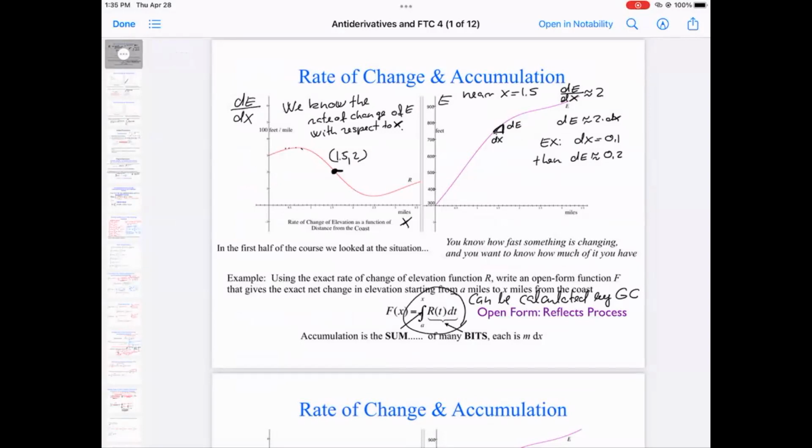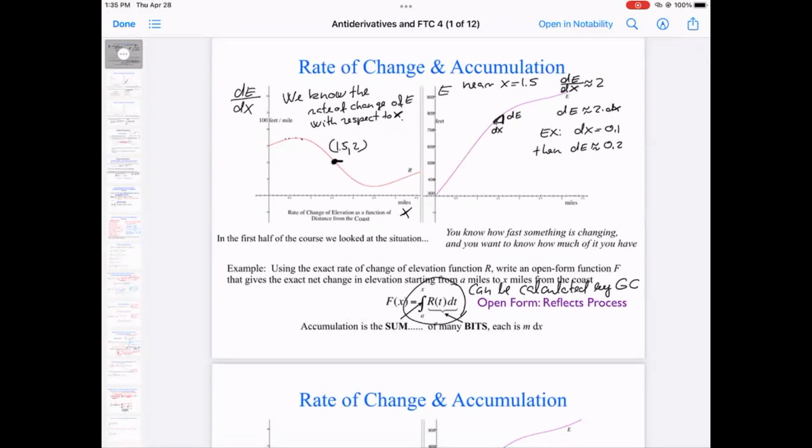So we know at what rate the quantity is changing, and we want to find out how much of it we have. So in this particular problem, the rate of change function represents the rate of change of the elevation in 100 feet per mile as a function of the distance from the coast. So we discussed that, for example, this point here, right? 1.5, that means 1.5 miles from the coast. The rate of change of the elevation is 200 feet per mile.